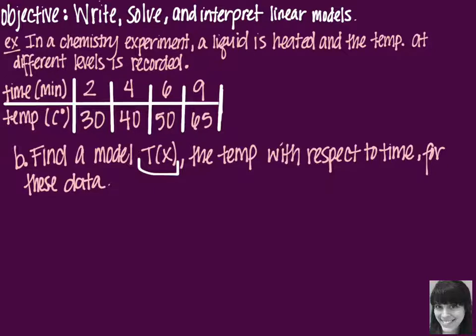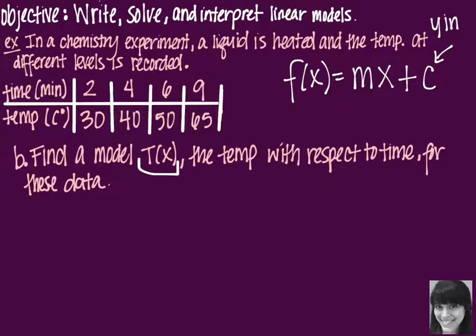So all I have to do is find my gradient, and then I have to find my C, because linear functions are of the form f of x equals gradient times our input x plus some constant c. Remember that c is our y-intercept, which means that the x value is 0.